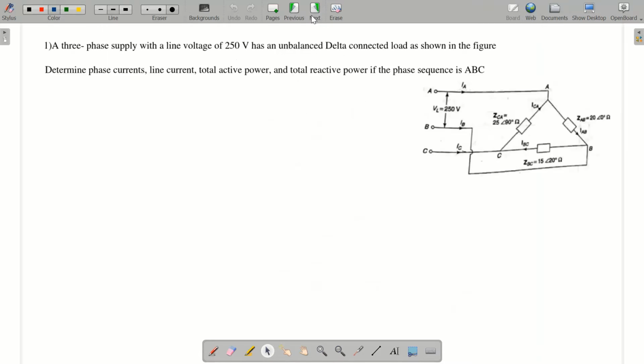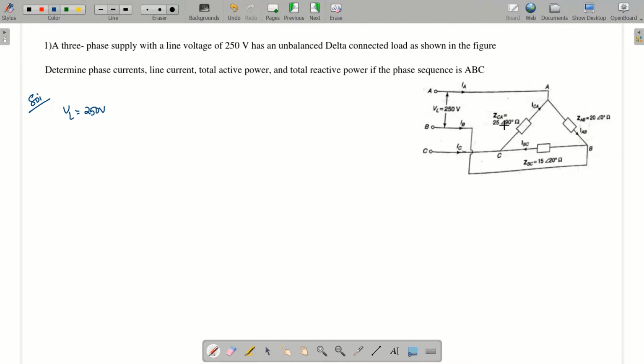So let us start with our discussion. This is our first problem. Let us see what they have given. In this question, a 3-phase supply with a line voltage of 250 volts has an unbalanced delta connected load as shown in the figure. The line voltage is given as 250 volts. Determine the phase currents, line currents, total active power, and reactive power if the phase sequence is ABC.